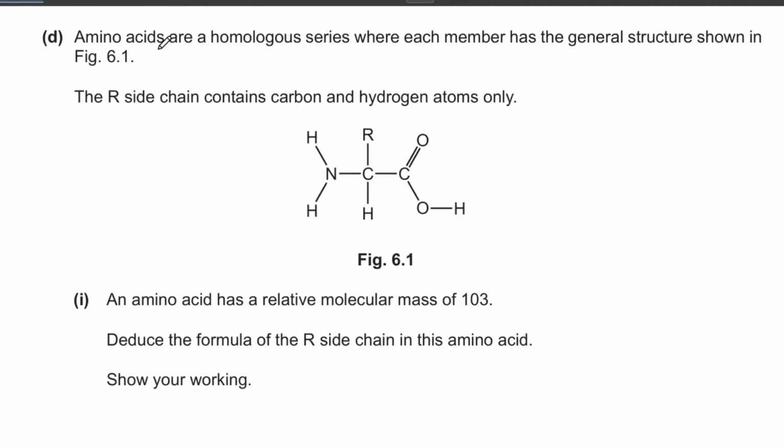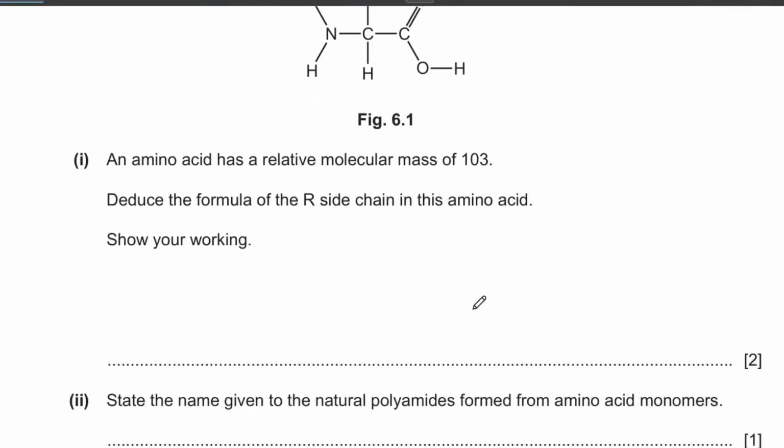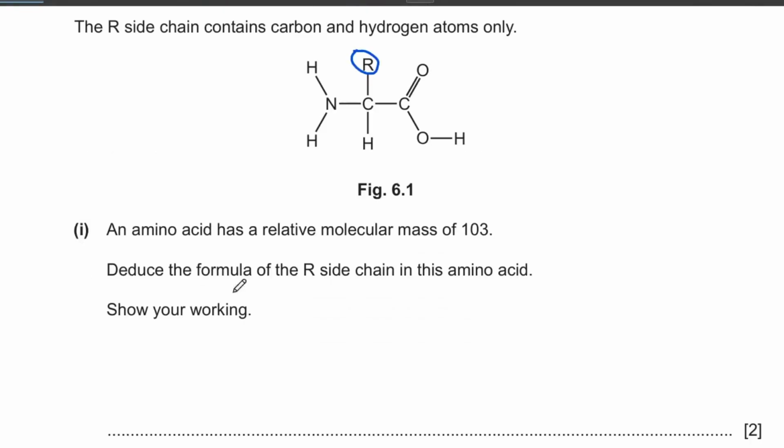Next question. Amino acids are a homologous series where each member has the general structure shown in figure 6.1. The R side chain contains carbon and hydrogen atoms only. That's this side. An amino acid has a relative molecular mass of 103. Deduce the formula of the R side chain in the amino acid. Show your working. So this is a simple question.